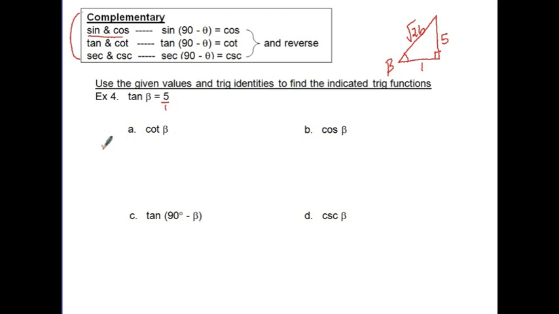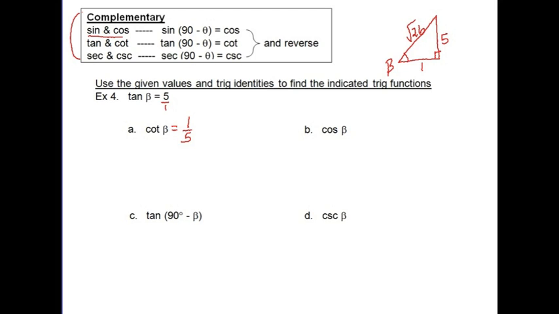Now let's look at the first one, cotangent of beta. How is cotangent and tangent related to each other? If you look on your chart, or if you have memorized it already, which is good, we know those are reciprocals of each other. So if tangent is 5 over 1, cotangent is going to be 1 over 5. That's all you have to do for that one.